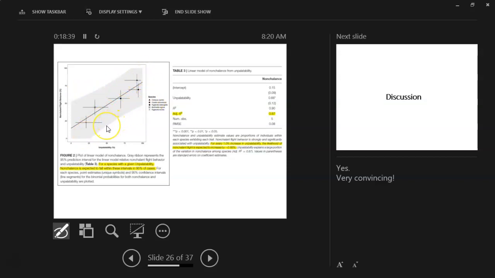This is showing that, based on the model that they've created from their data, 95% of the outcomes should fall within this gray zone, basically showing that still, as unpalatability increases, so does nonchalant flight. And of course the line there represents the best fit line between those outcomes. Over to the right in table 3, we see some of the results of what's called a linear model of nonchalance from unpalatability. And I want to draw your attention to 2 points in this table that tell us the most information that's useful for our purposes.